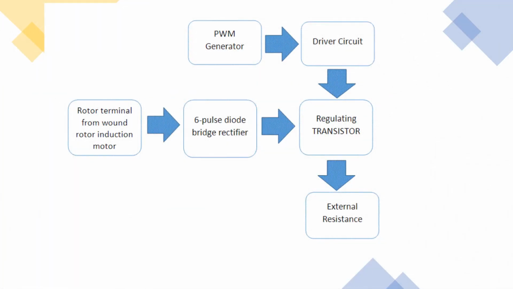This diagram shows a quick recap of the static control method, which shows the pulse width modulator generator and the driver circuit, which can be either a chopper, a rectifier or a controller, and the final regulating transistor, which acts as a switch. Based on this, it is decided whether the resistance should be varied or not. When the switch is on, the resistor varies, and when it is off, it does not vary.